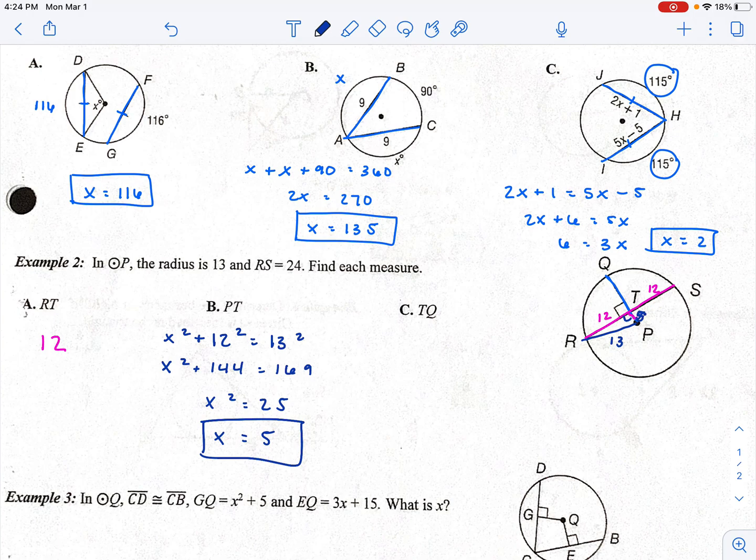So that means that TP, all right here, is 5. Remember, the whole radius is 13. So if the whole thing is 13, and from here to here I've used up 5, that means I have 8 left over.